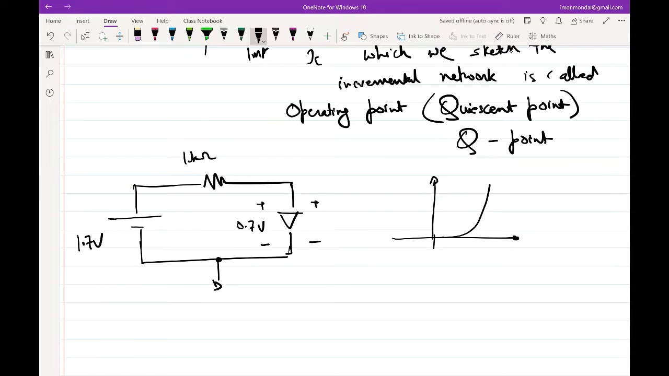And in this case, obviously, the current is 1 milliamp. You can find out from across the resistor. Either terminals of the resistor are at 1.7 and 0.7, so the current is 1 milliamp. Maybe I am sitting somewhere here. So this is 0.7 volt, and let's say this is 1 milliamp. Now the question is, I raise this 1.7 to 1.8, so that is, I raise it by plus 0.1.